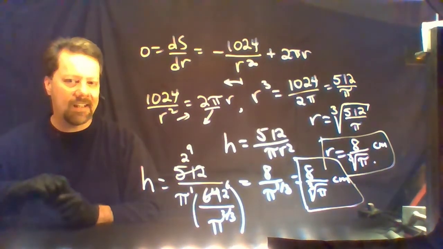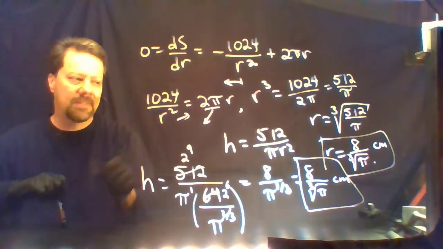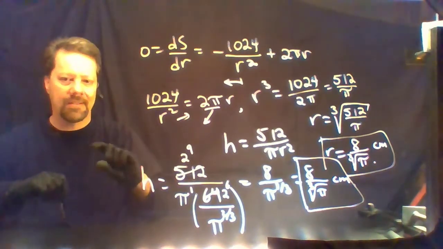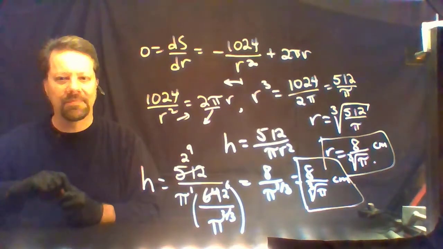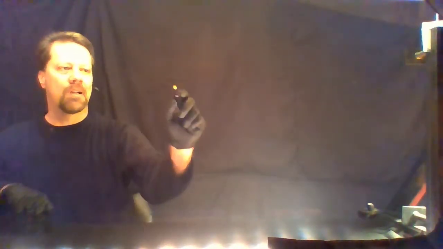So the height of the can is equal to the radius. The diameter will be twice the height. That will give you the minimum surface area. I hope you enjoyed thinking about these optimization problems today.